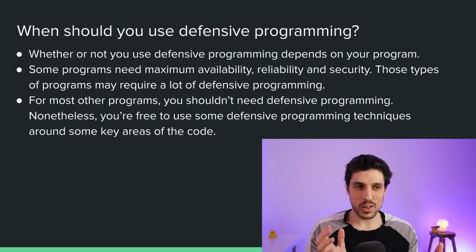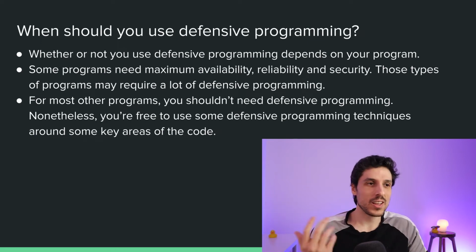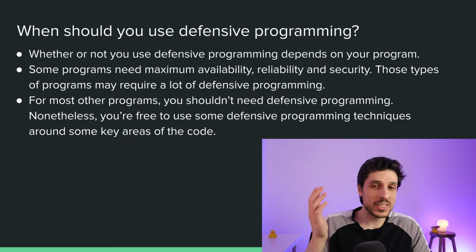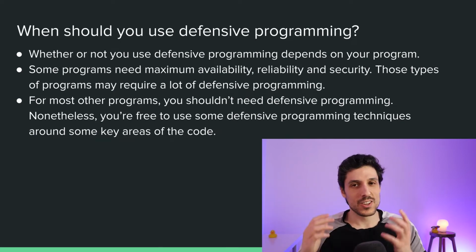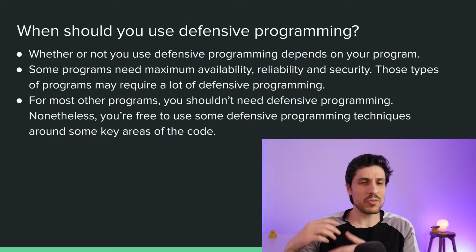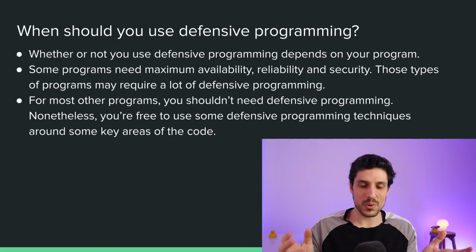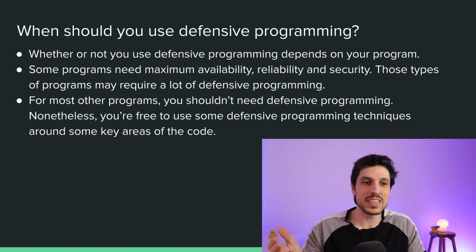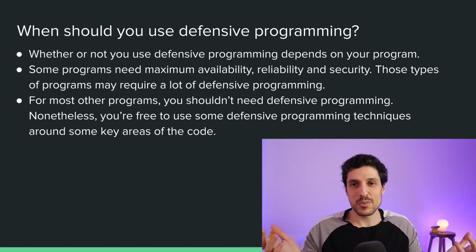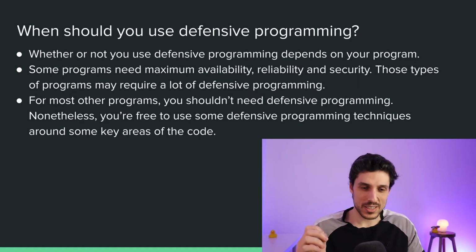So with all of that in mind, when should you use defensive programming? It depends on your program, right? As mentioned earlier, some programs need that maximum availability, reliability, and security, okay? So that's when you do it. For everything else, you shouldn't need much, right? As long as you do your normal programming properly, that should handle all the bugs, right? And of course, if you want to use defensive programming techniques here and there, feel free to do so. That's fine as well. But regardless of what you do, remember to be pragmatic, right?